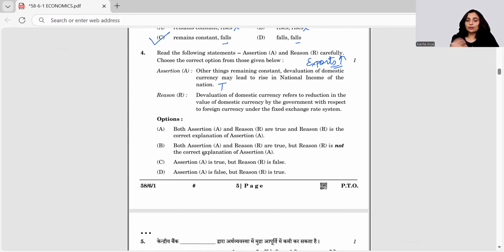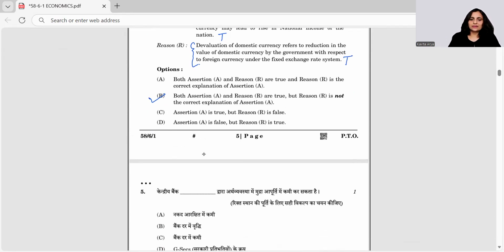So that's grown. Okay. Now, the devaluation of domestic currency refers to the reduction in the value of domestic currency by the government with respect to the foreign currency under fixed exchange rate regime or system. It's true, but is it the reason? The reason is how I explained why it increases, but this is a true fact and definition of devaluation. So the answer is B. The assertion is true, the reason is true, but the reason given is not the right reason for the assertion.